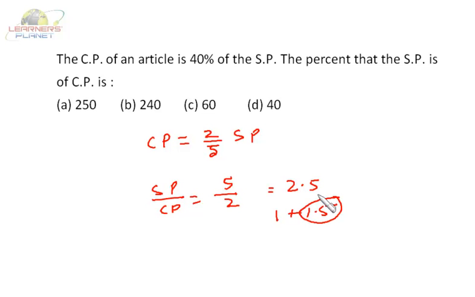Now that is the profit part. In this question, the percent that the SP is of CP is what? It is 2.5 times, that means 250%. So if you are asked about the gain percent, you can calculate. If you are asked about the percent that the SP is of CP, then you can calculate, that is 250%.